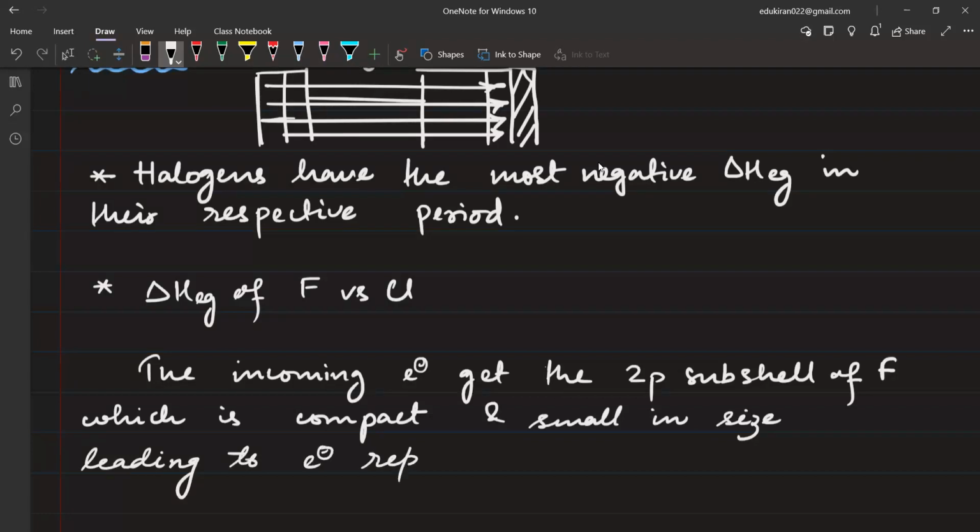Electronic repulsions. And hence, अब जहां attraction होना था वहां repulsion हो जा रहा है, and hence less energy is released.